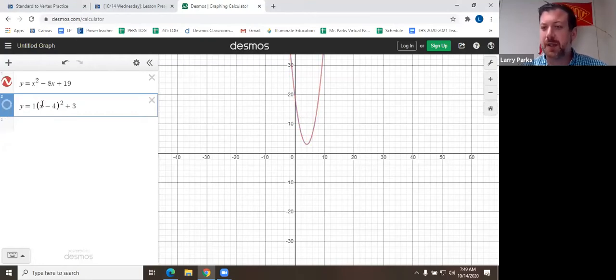So what's nice about vertex form is I can look at this and say, hey, vertex is 4, 3. But it doesn't tell me the y-intercept. If I look at this called standard form, it tells me the y-intercept. And notice, because the A term is positive, we knew it was going to open up. Just a reminder, if you have any questions, you could type that in the chat box at any time.